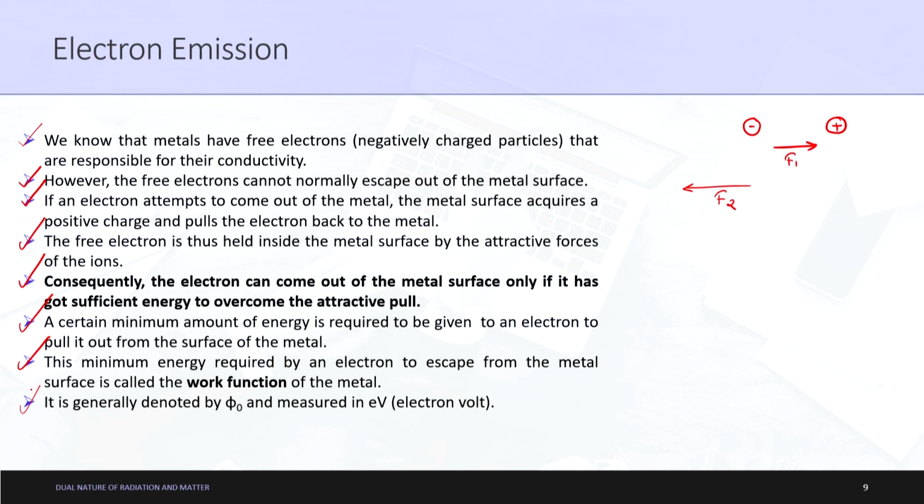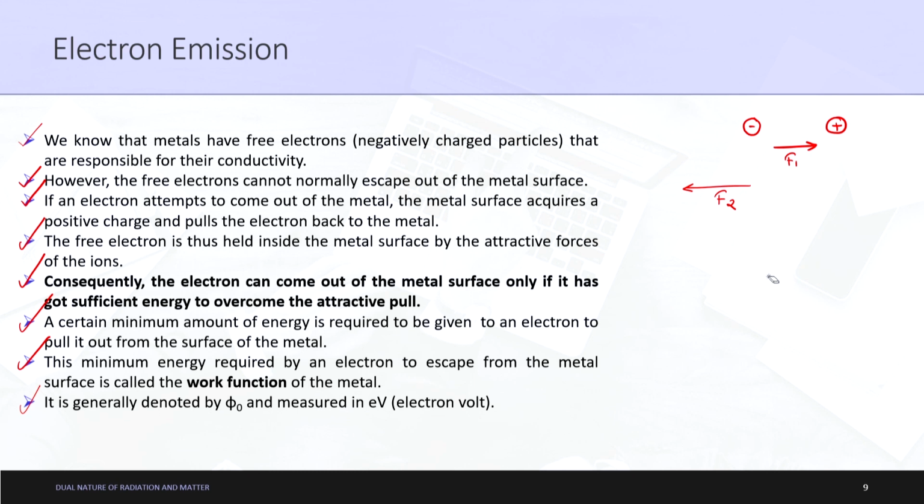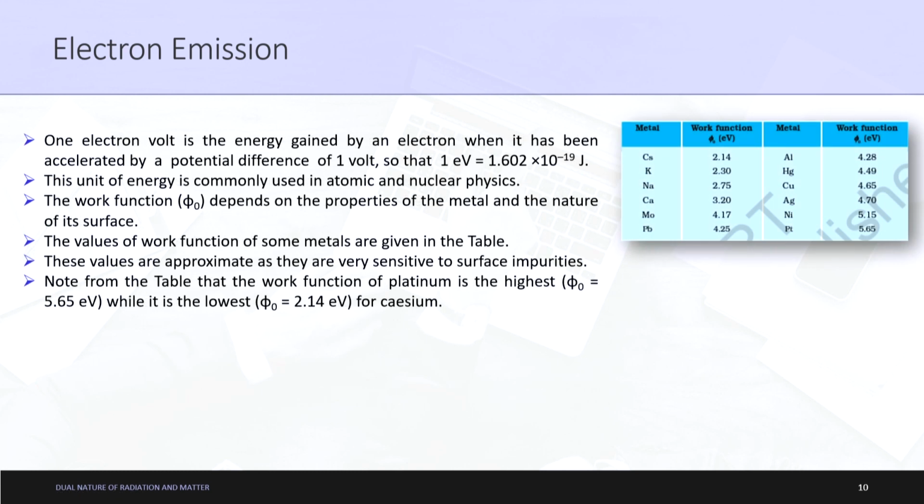Okay. So if you have studied the chapters of atomic structure or nuclei, then you may have heard that the charges on the particles or the energy of the electrons in any of the orbits are generally measured in electron volts only, right. So that is why this is also measured in electron volts. So the minimum energy required by the electron to escape from the metal surface is called the work function of the metal. Please remember it is generally denoted by phi naught and is measured in electron volts. Fine, okay.